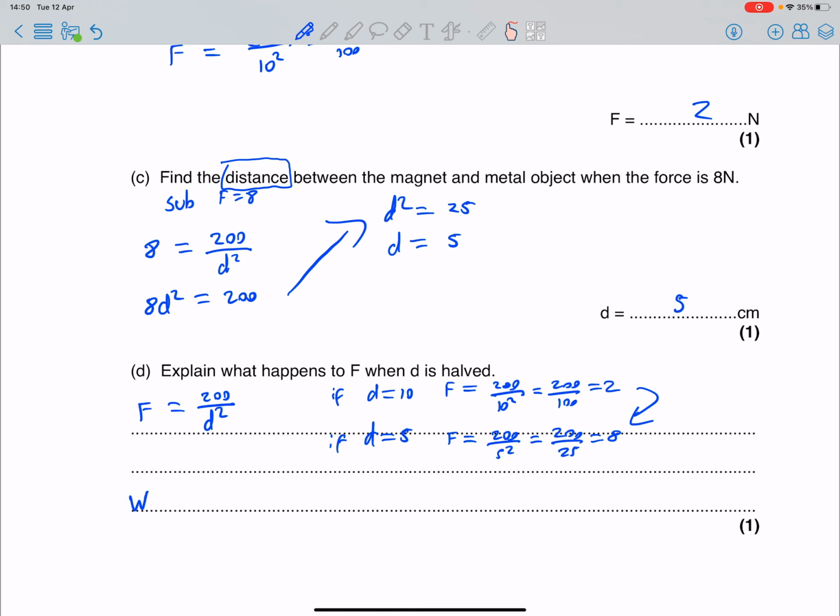So when d is halved, f quadruples, or f is multiplied by 4. And that kind of makes sense because if it's inversely proportional, halving or dividing by 2 would mean you times by 2. And because it's the square, it's timesing by 2 squared. So that's it.